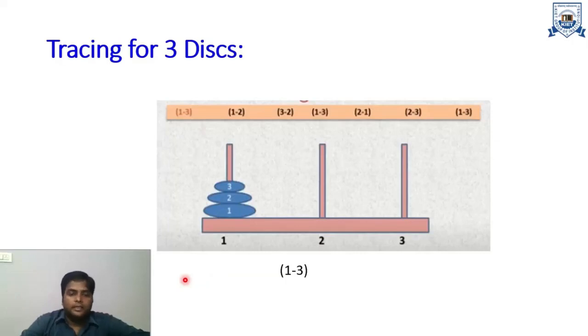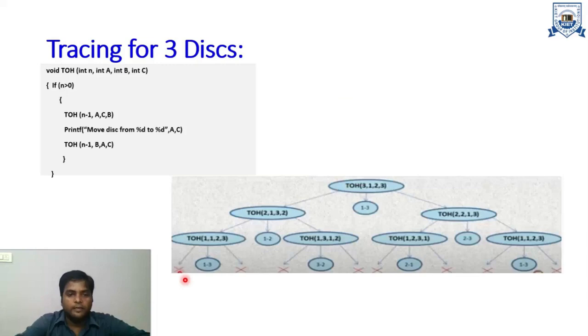So let's see whether these movements will be helpful or not. So what are the movements? The movements are 1 to 3, then 1 to 2, then 3 to 2, then 1 to 3, then 2 to 1, then 2 to 3, and then 1 to 3. Okay, so these are the movements through which we can place 3 disks from one tower to another tower.